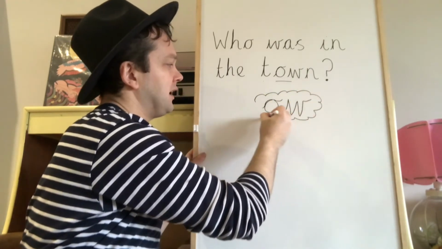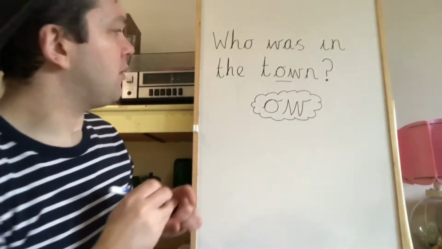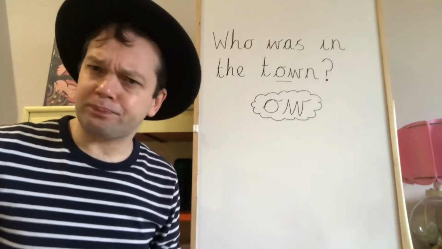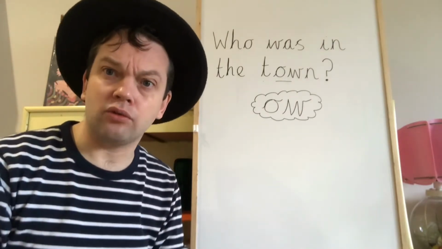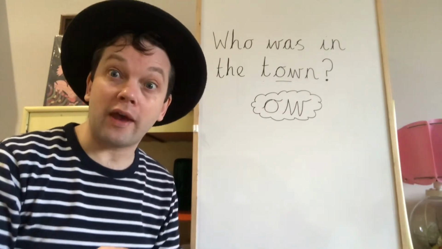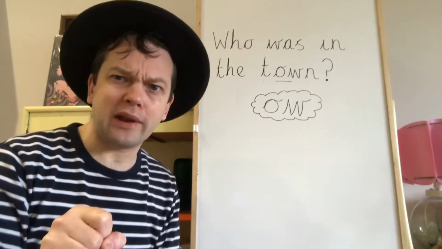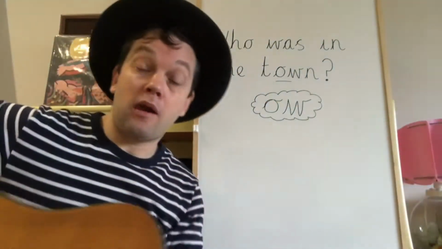I'm going to put mine in a cloud. There we go, the letters O and W. Once you've done that, we'll be able to find out who was going to town, and then we'll write down who they are and a little bit about what they look like. Okay, so are you ready?